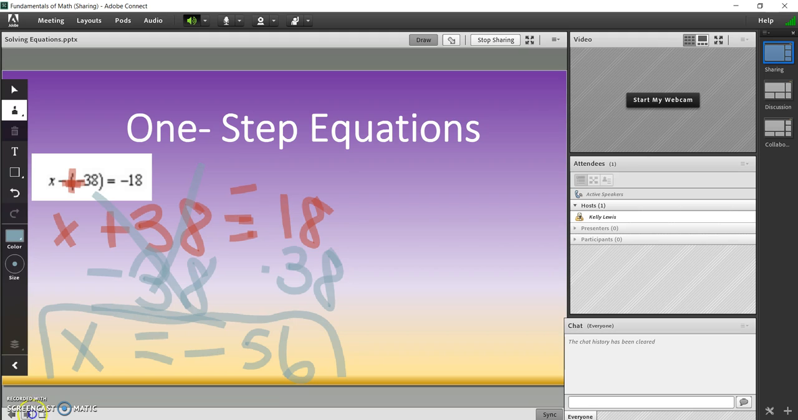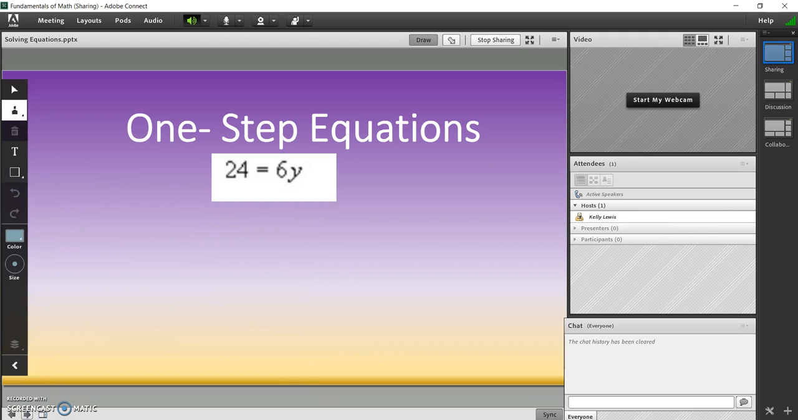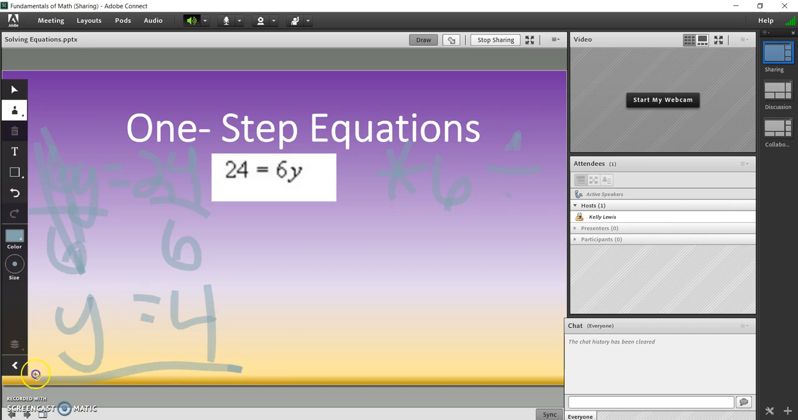All right, let's go to the next one. Remember, always put your letter first. So 6y equals 24. That 6 is being multiplied. But the opposite operation of multiplication is division. So we're going to divide by 6 on both sides. Those cancel and you get 1. 24 divided by 6 is 4. This totally makes sense because 6 times 4 is 24.